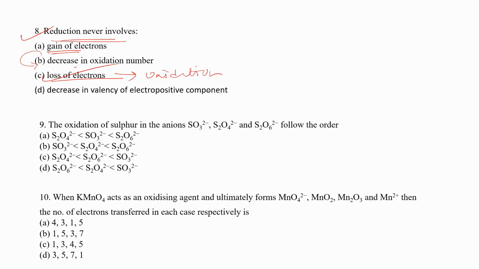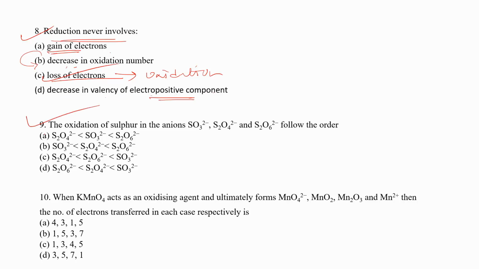Decrease in the valency of the electropositive component is the main point, that is the fact actually. When there is gain of electrons, that means a reduction reaction. When the electron is gained, the oxidation state of the metal will decrease. That means a decrease in the valency of the positive oxidation state.